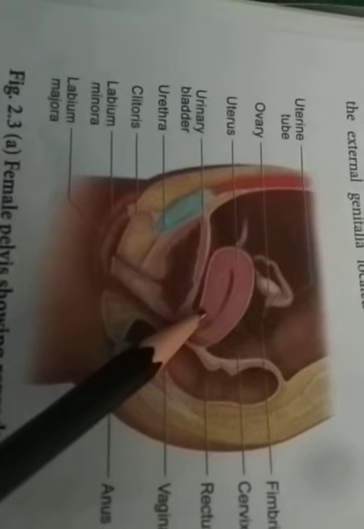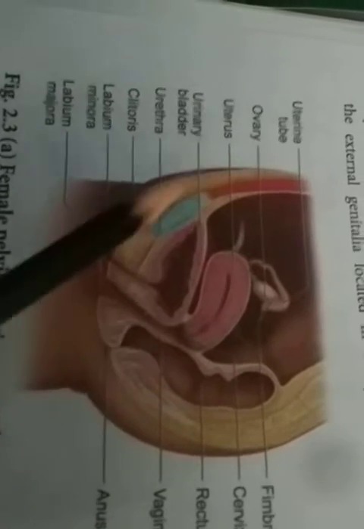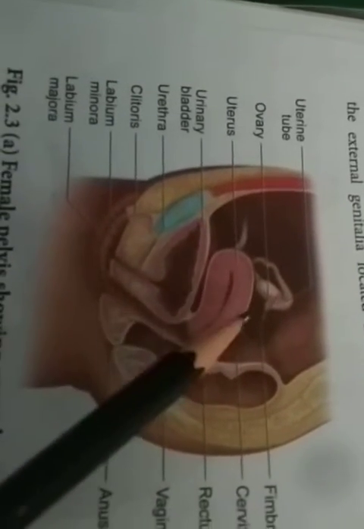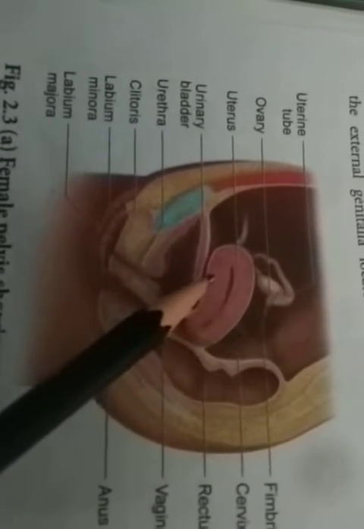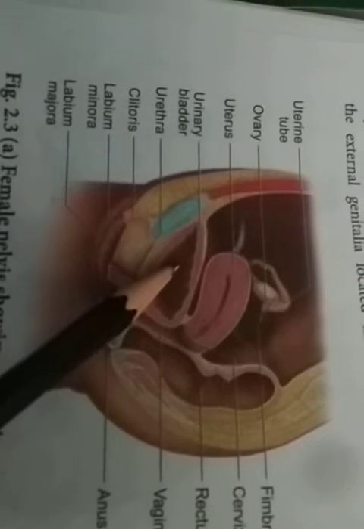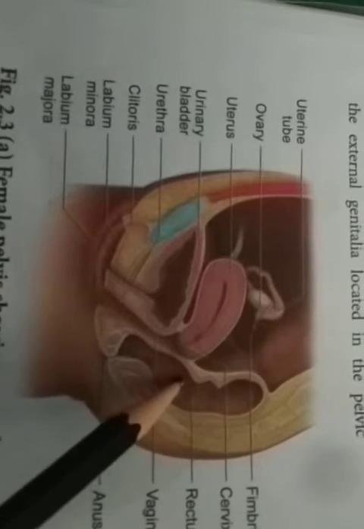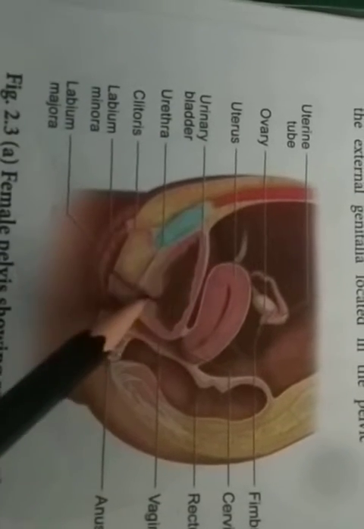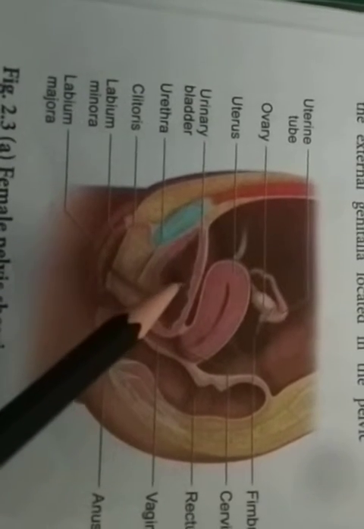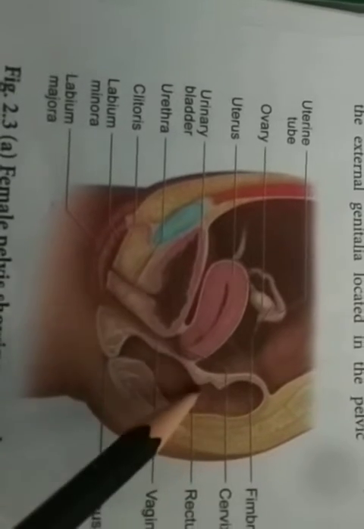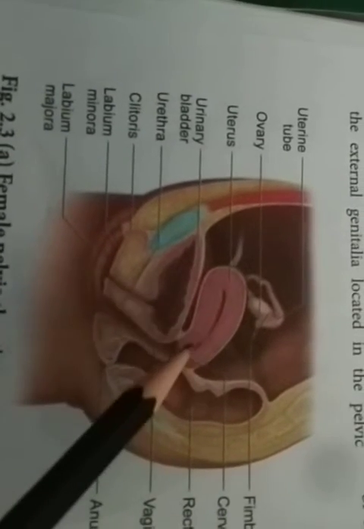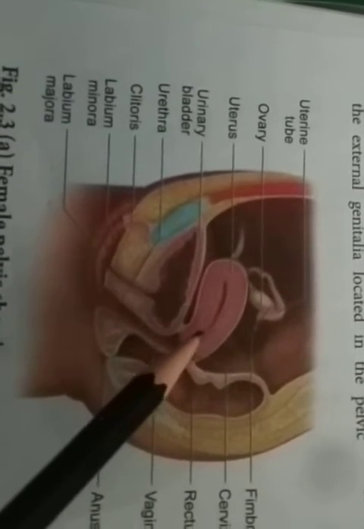Inverted beer-shaped structure. It is present in the pelvic cavity, hip region, in between the urinary bladder and the rectum. Digestive system, rectum. Then reproductive system, urinary bladder. So in between the urinary bladder and the rectum, this beer-shaped hollow cavity is known as the uterus.